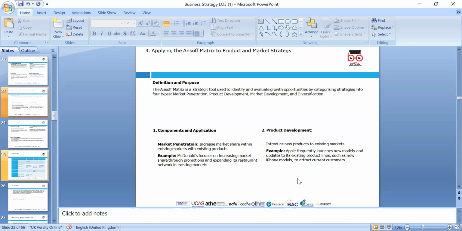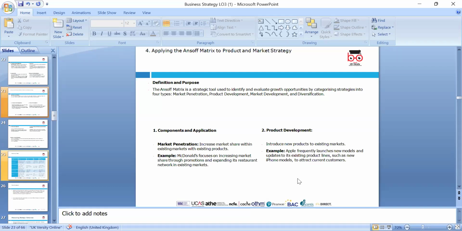Then applying this Ansoff matrix. We had a discussion, the Ansoff matrix was given by Igor Ansoff, a Russian mathematician who moved to the States. Market penetration can be existing product in existing market, like McDonald's, focusing on increasing the market share through promotion and expanding its restaurants within the existing market.